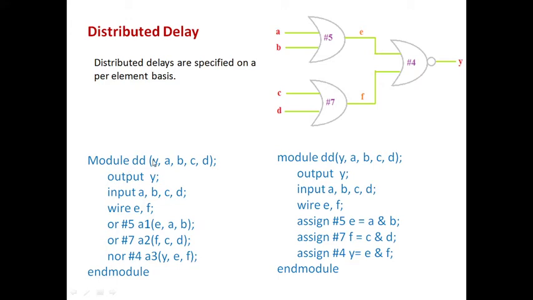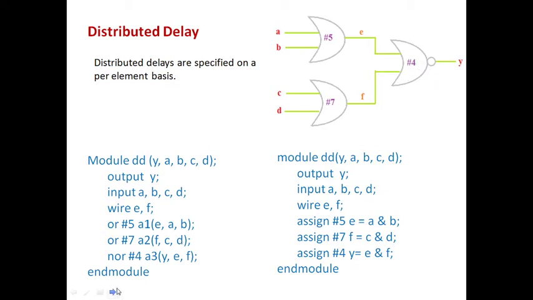Because this is my distributed delay, the entire circuit module name I have taken is D and DD. Output is Y, inputs are A, B, C, D. The intermediate wires are E and F. If I want to realize the circuit using structural abstraction, this is the way: OR gate, OR gate, NOR gate, with #5, #7. A1 is my first OR gate, A2 is the second OR gate, and A3 is my NOR gate.